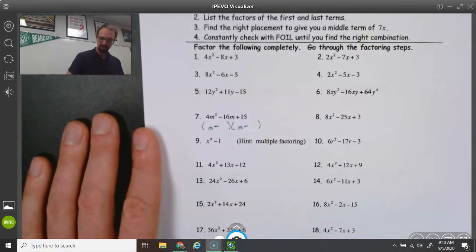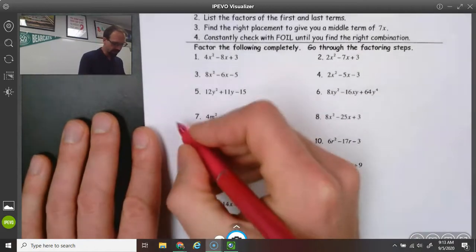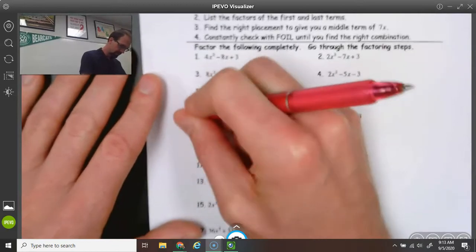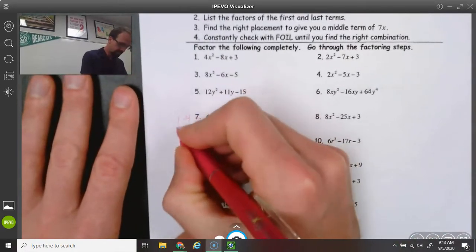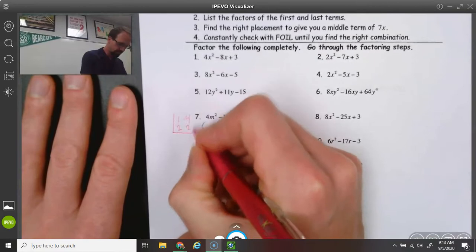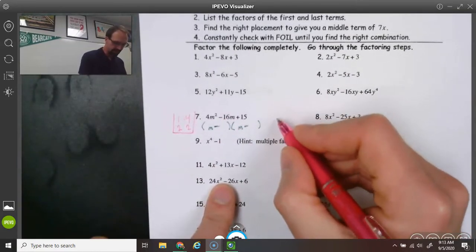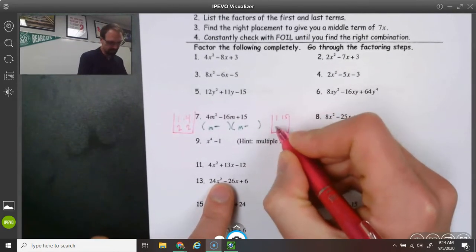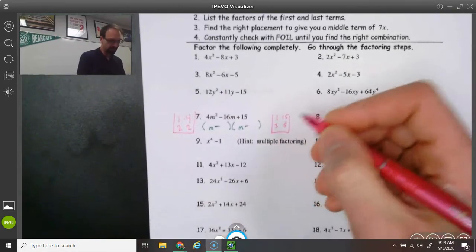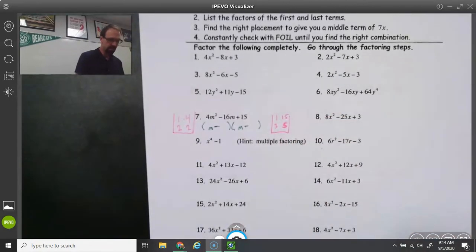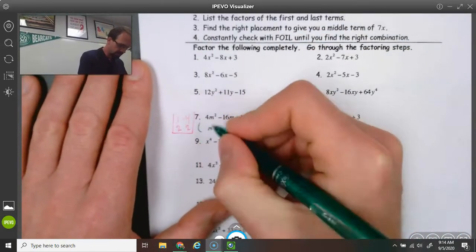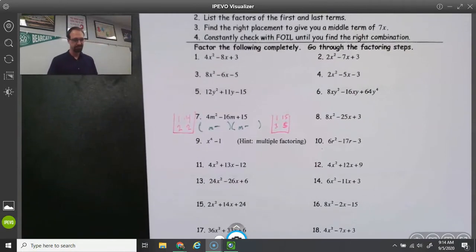So for my factors, I know for 4 I have 1 and 4, and then 2 and 2. And then my factors of 15 are going to give me 1 and 15, and 3 and 5. So now I'm playing with these numbers and the different combinations to see which one's going to give me a middle term of negative 16.